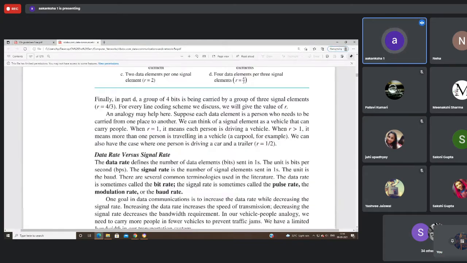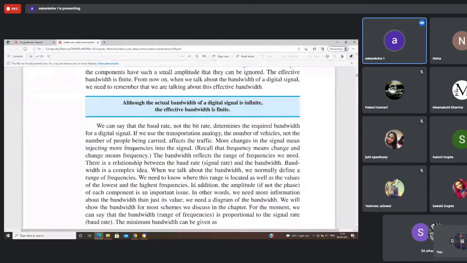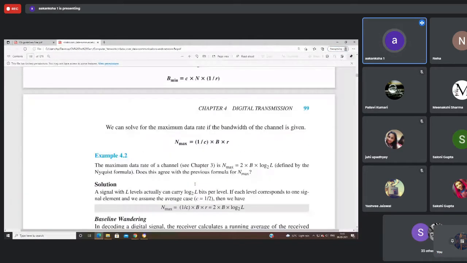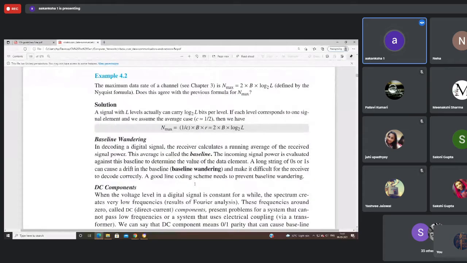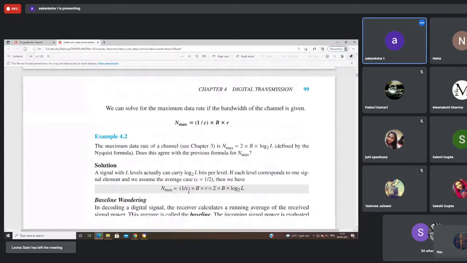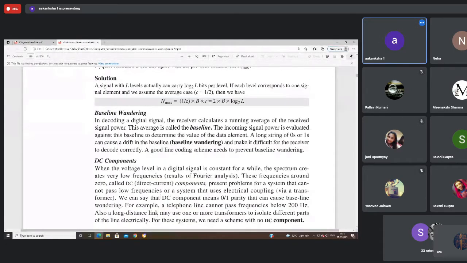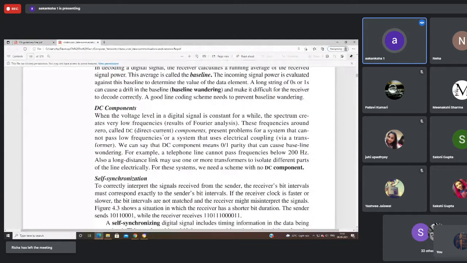But these are the problems and the characteristics of digital transmission. Bandwidth is not the same as we calculated. We said we have to find out the effective bandwidth, which is finite. Another characteristic of digital signaling is baseline wandering, which we discussed yesterday. Now, another characteristic of digital signaling is DC components. While doing digital signaling using only two voltage levels, X for 1 and Y for 0 volts, if we have only two voltage levels, that creates DC components.